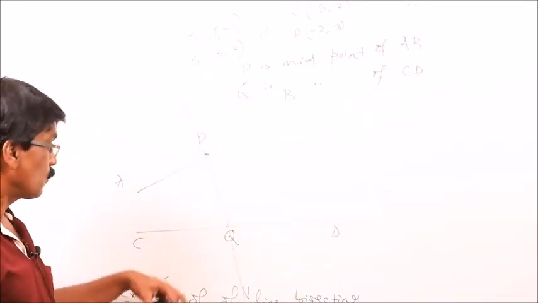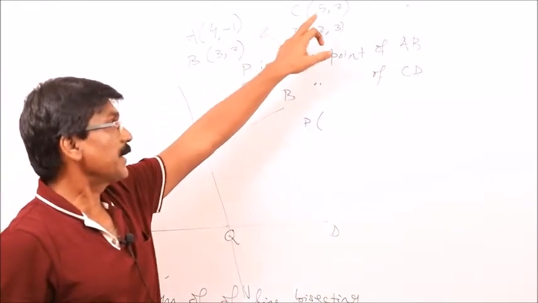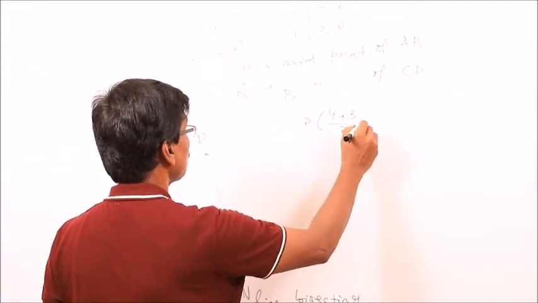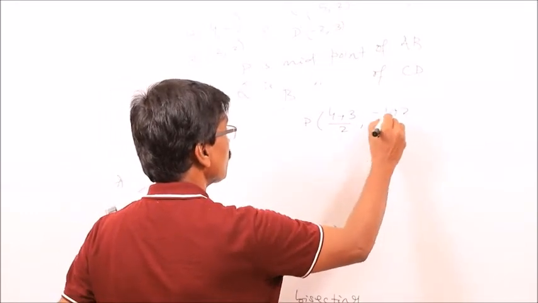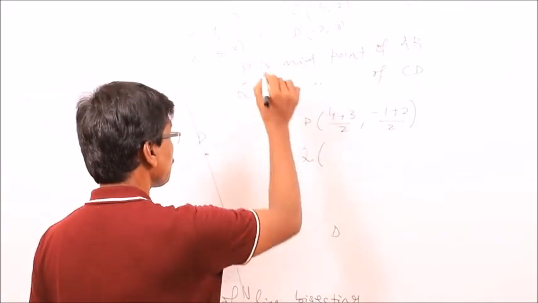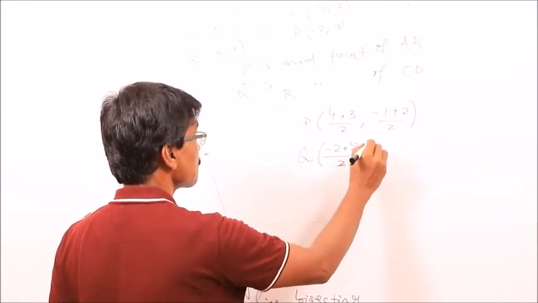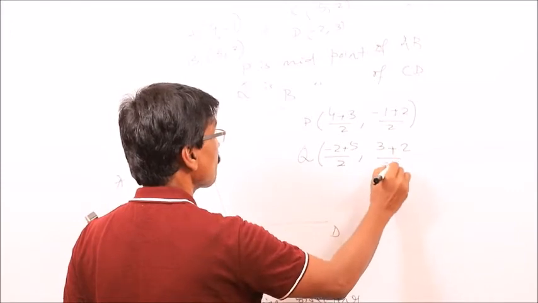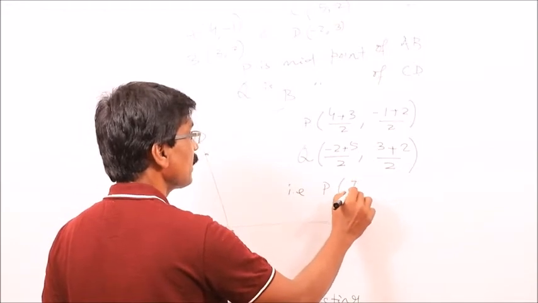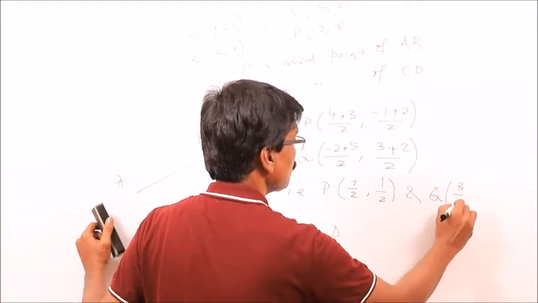So to find the coordinate of P, its midpoint is found by adding these 2 points, 4 plus 3 divided by 2, minus 1 plus 2 by 2. So this is its midpoint. Similarly, Q point is minus 2 plus 5 by 2, 3 plus 2 by 2. So that is P point having coordinate 7 by 2, 1 by 2, and Q point is 3 by 2, 5 by 2.